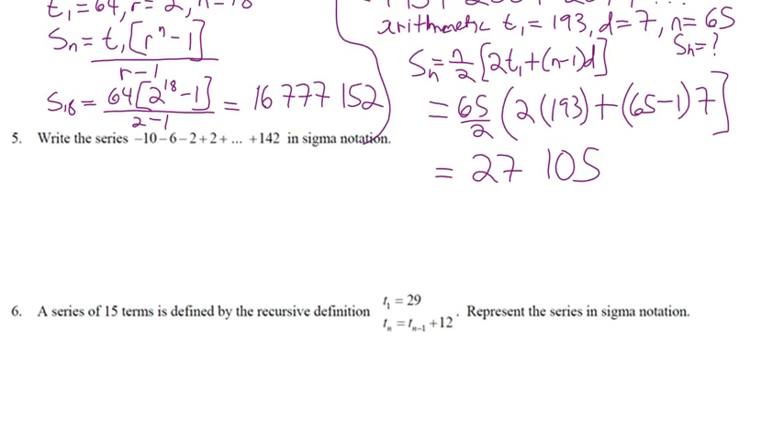Write the series in sigma notation. So I guess we've got to figure out a general term and how many terms, and I guess that's it, right? General term and how many terms. So what's T1? Negative 10. What kind of series is this? Arithmetic. Okay, what's D? 4. What's N?